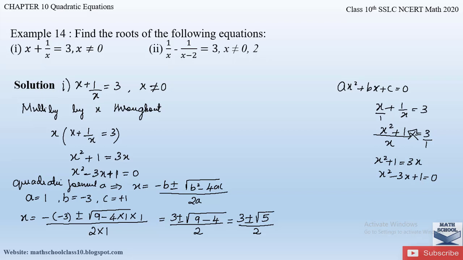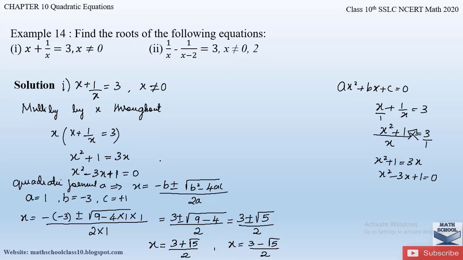Now here, since we cannot find the square root of 5, our roots will be as follows: for the first root we will take the plus sign, and for the second root we will take the minus sign. Therefore x is equal to 3 plus root 5 divided by 2, and x is equal to 3 minus root 5 divided by 2. So these are the two roots for the given equation.